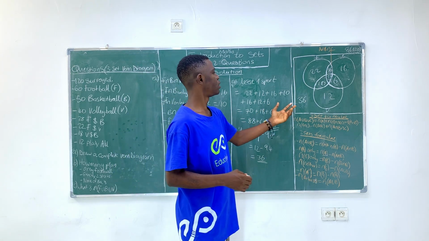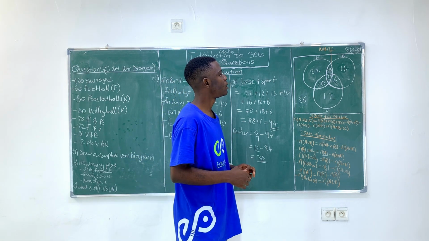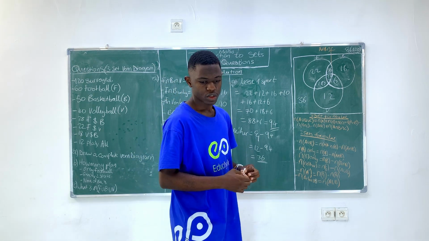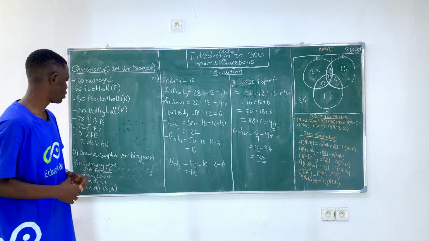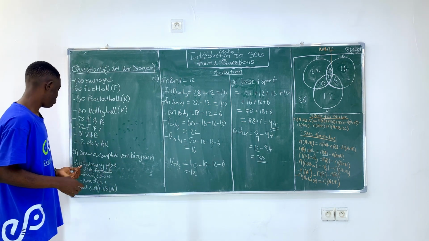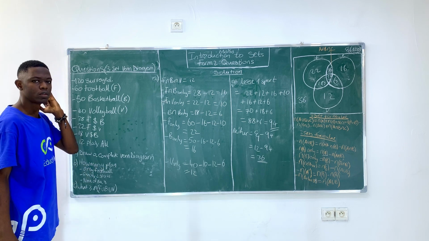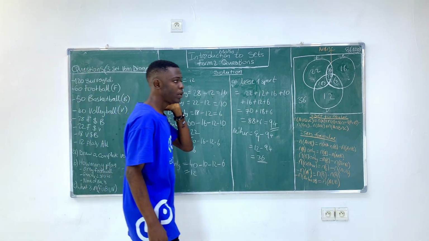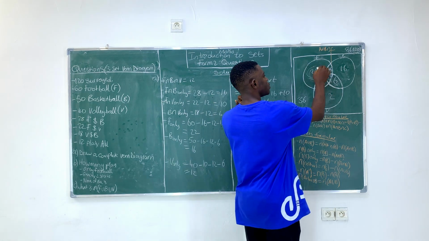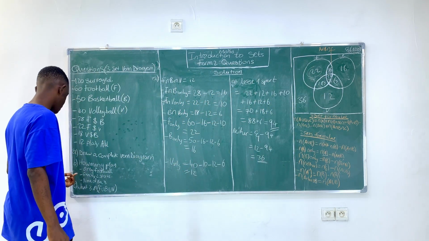So, yeah, and that is all. I successfully finished drawing our diagram. So what does the question say? It says draw the diagram. Then it says how many play only football. So for how many play only football, you come and check here: 22. 22 play football only.